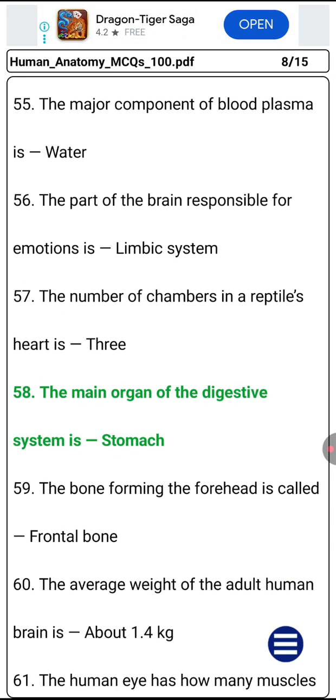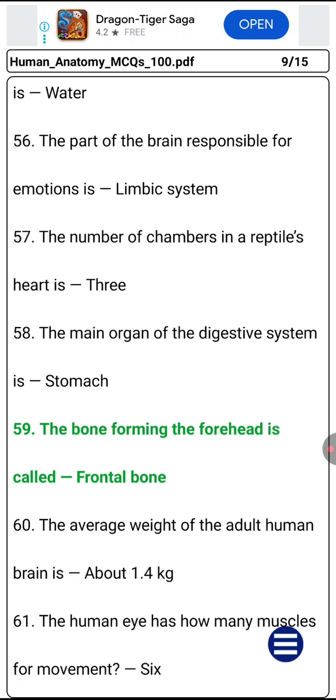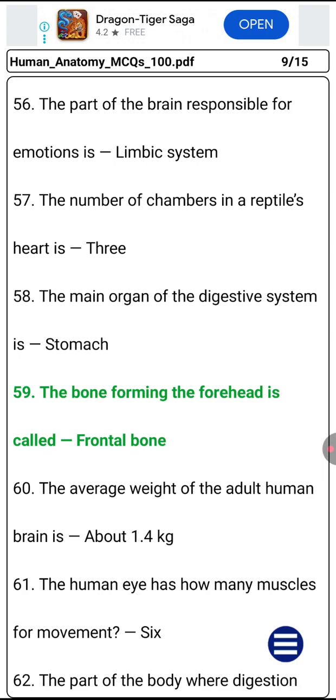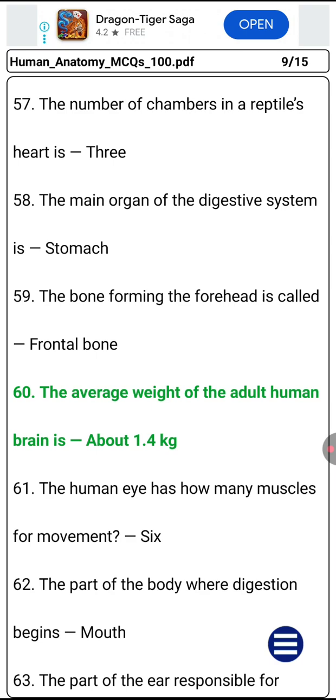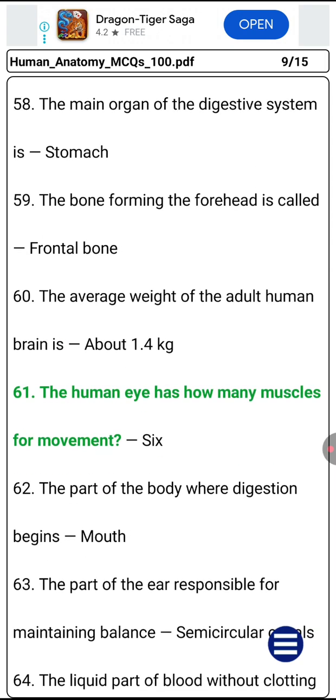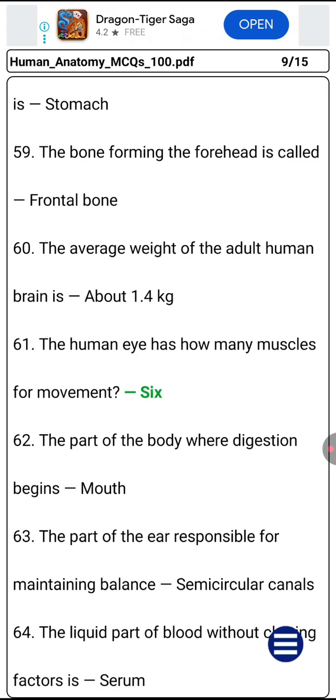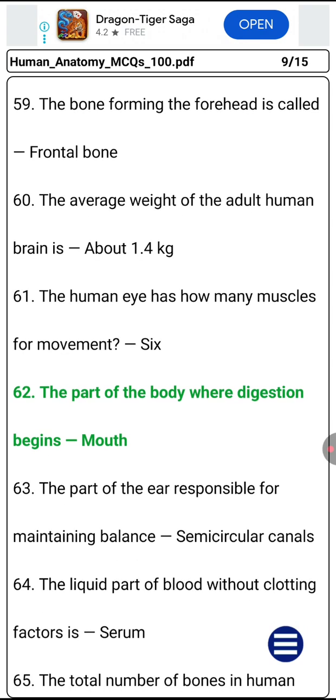58. The main organ of the digestive system is stomach. 59. The bone forming the forehead is called frontal bone. 60. The average weight of the adult human brain is about 1.4 kilograms. 61. The human eye has how many muscles for movement? 6. 62. The part of the body where digestion begins, mouth.